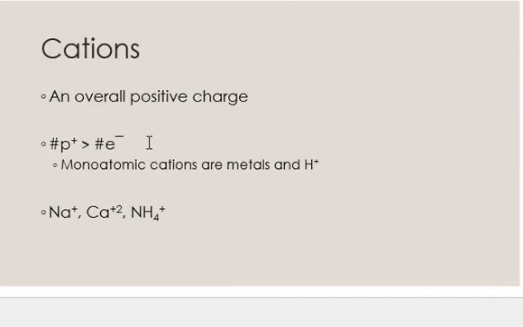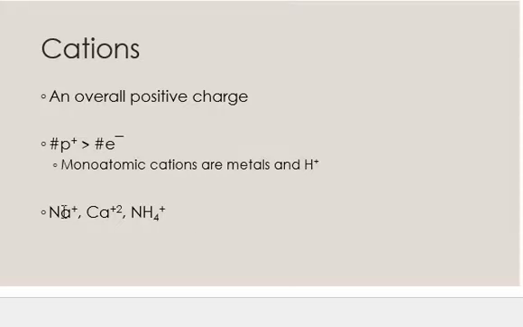Ions with a positive charge are known as cations. Cations have more protons than electrons. Most cations are monoatomic and are formed from metals or hydrogen. There are a few polyatomic cations. On the slide is the formula for several cations.